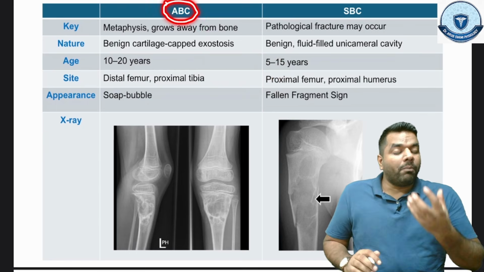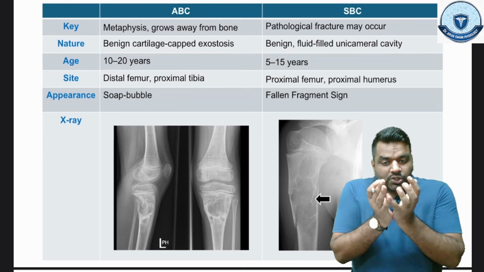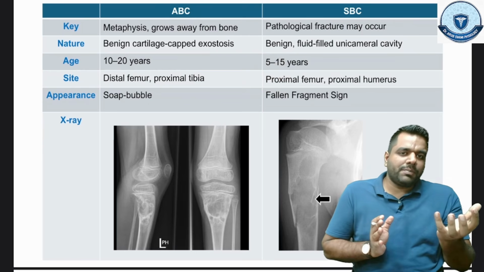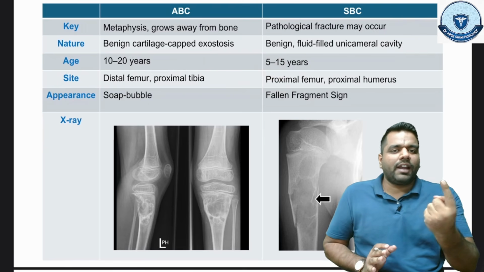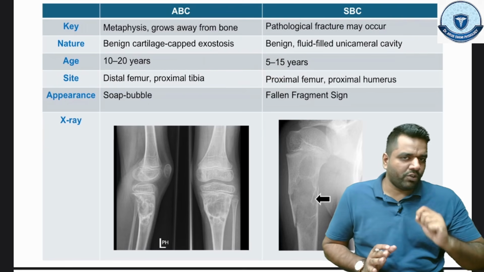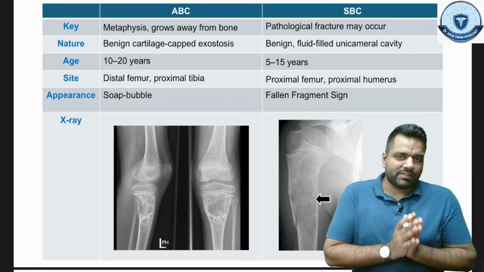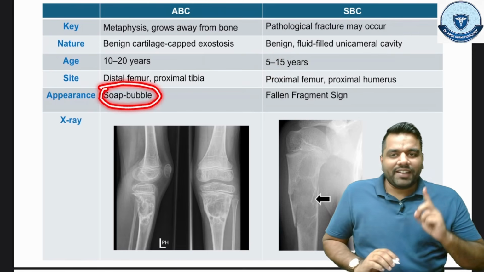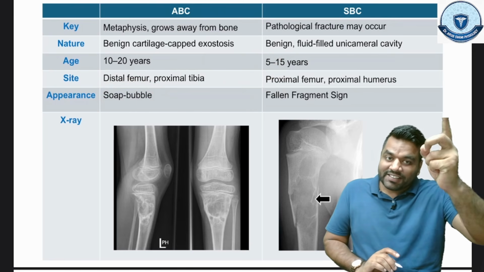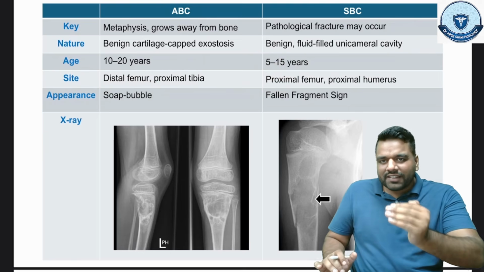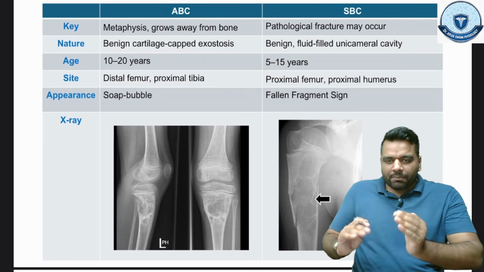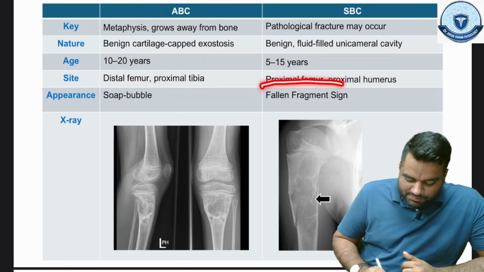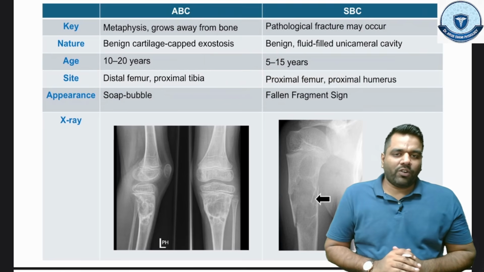Inside an ABC there are blood-filled cysts, multiple small pockets, and they are filled with blood. And in SBC there is only a single pocket, and it is a fluid-filled pocket, right? So this is ABC and SBC. Always remember, ABC can also show the soap bubble appearance. But if the soap bubble appearance is in the epiphysis, it is GCT. If the soap bubble appearance is in the metaphysis, then this is your ABC, right? And the special appearance seen in SBC is the fallen fragment sign, fallen leaf sign, right?